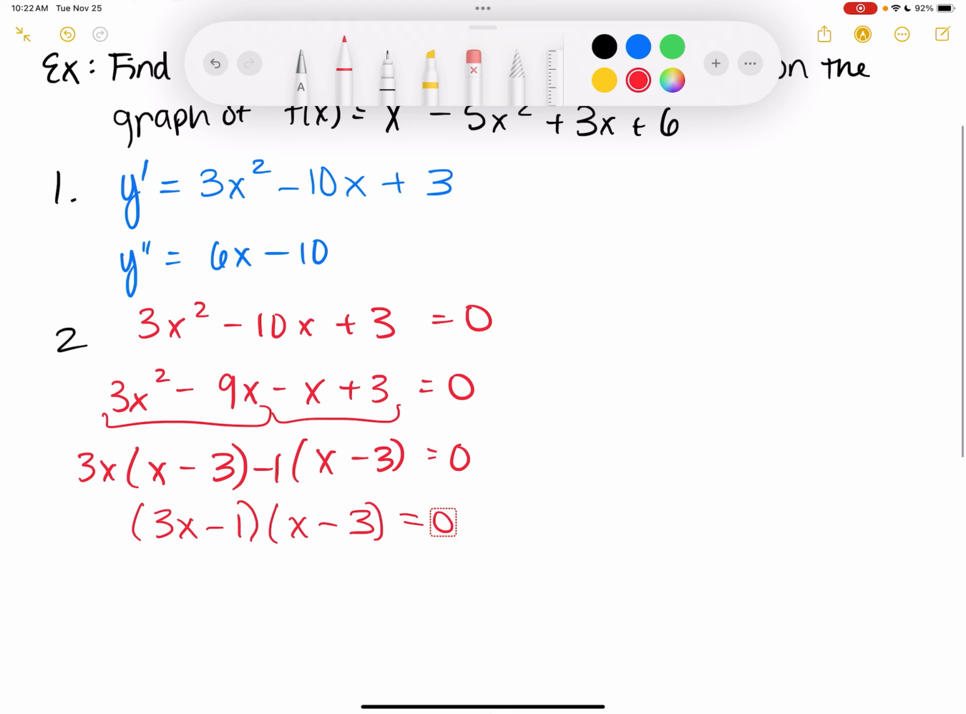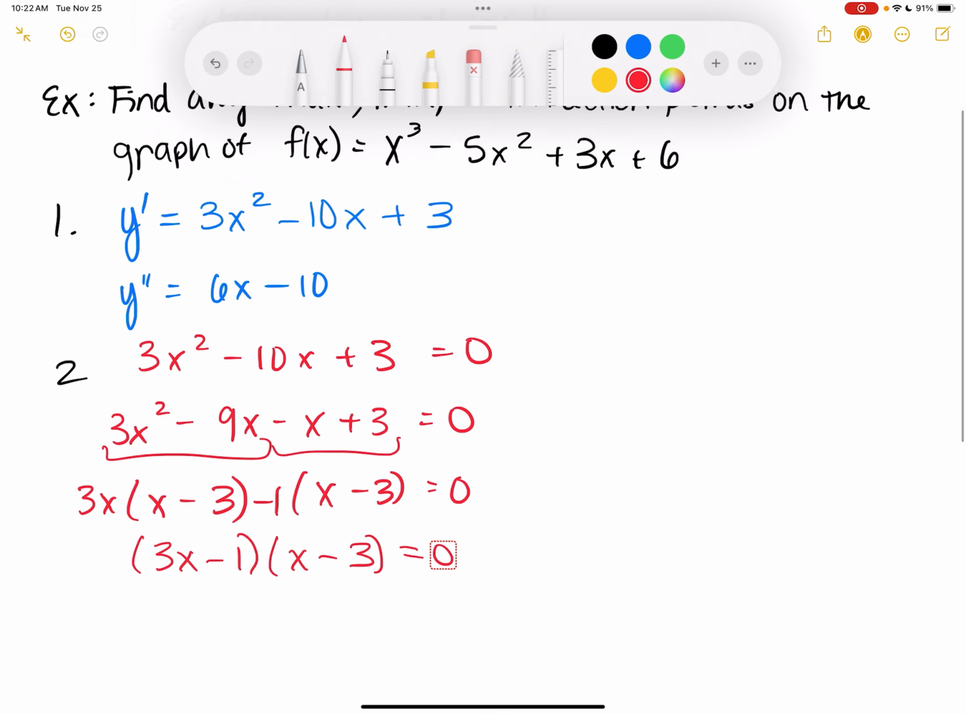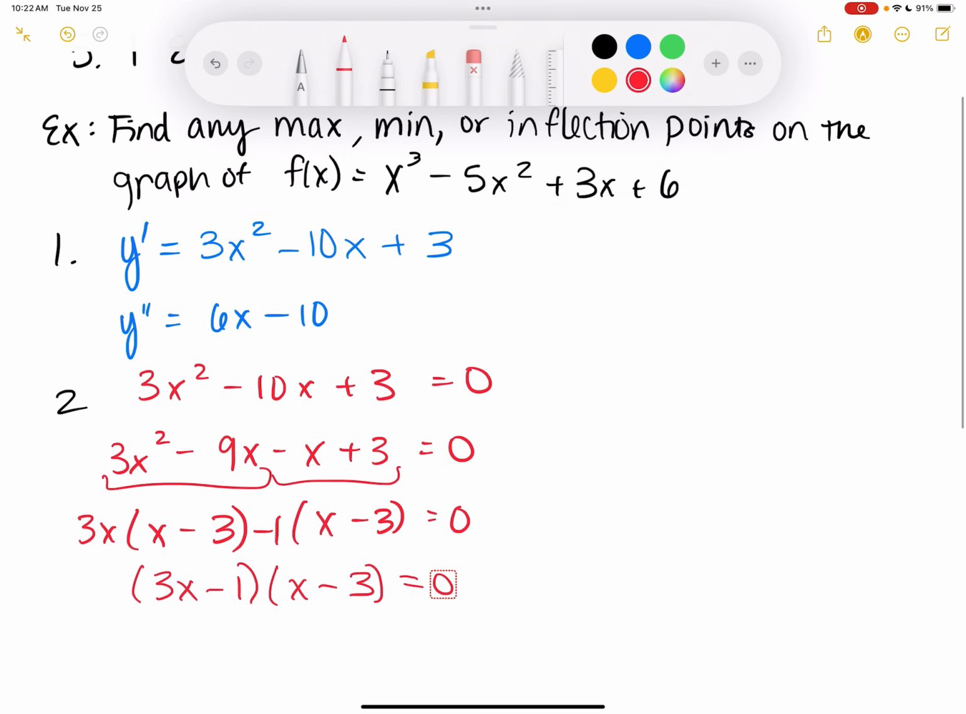Where'd you get the 3x squared minus 10x? That was the first derivative. Oh, okay. I'm just taking the first derivative and setting it equal to 0 here in that step. This is going to find our critical points for us.